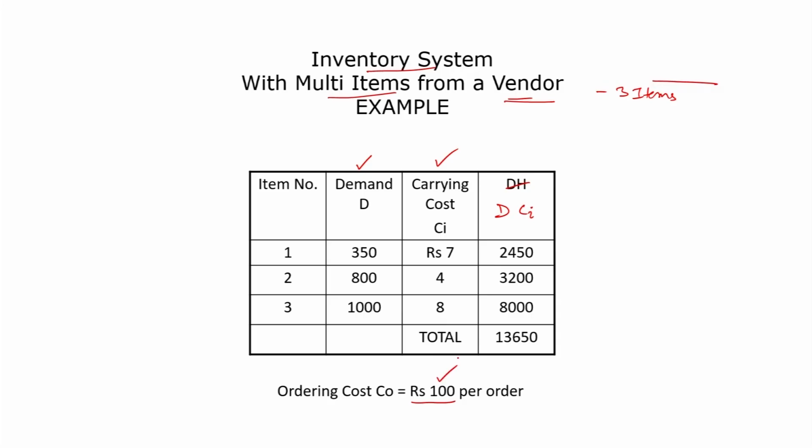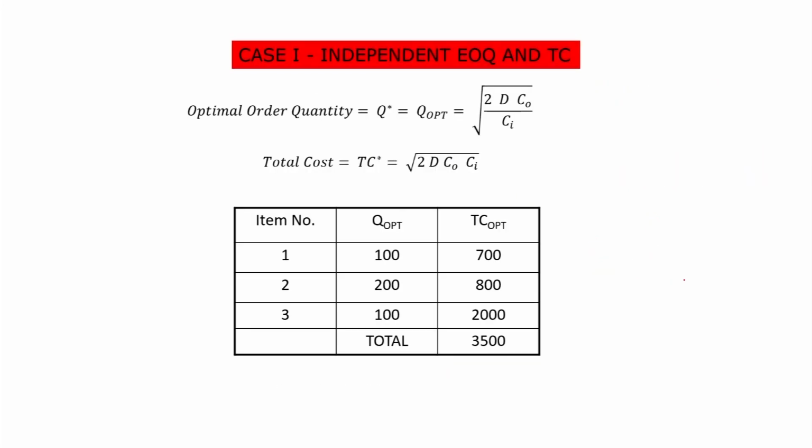Now, we know that the economic order quantity of item number 1 is given by, I hope you will be able to remember the formula, square root of 2 into D into C_O divided by C_I, that is 7. Based on this we will calculate. Similarly, for EOQ of 2 we can calculate, economic order quantity of 3 we can calculate. So, this is given here, the economic order quantity of item 1 when we are considering them independently.